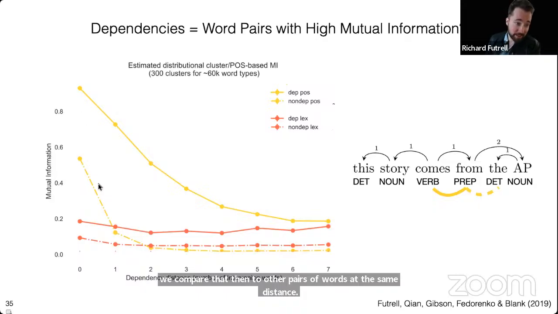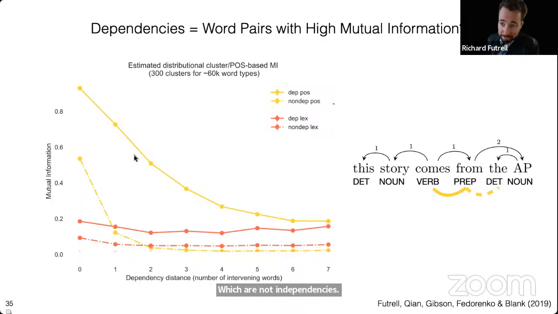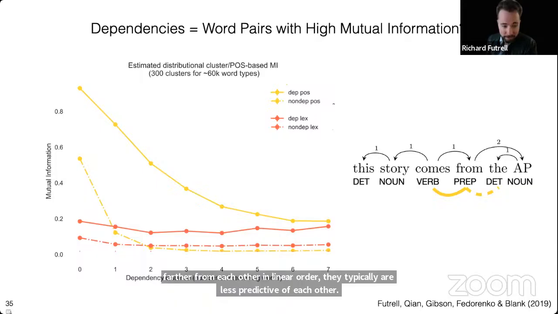And what we get is something like this. So in the solid lines here, we have dependencies, and we have higher mutual information for words in dependencies than for matched pairs that are not in dependencies. And we also see here that as you have growing dependency distance, you have a fall off of the mutual information. So that again is information locality. As words are farther from each other in linear order, they typically are less predictive of each other. Or as words are less predictive of each other, it's okay for them to be farther from each other.